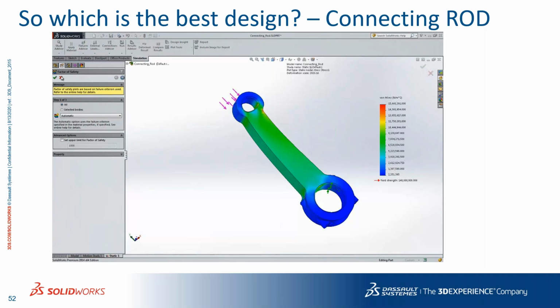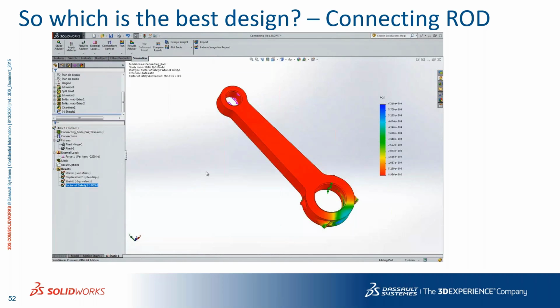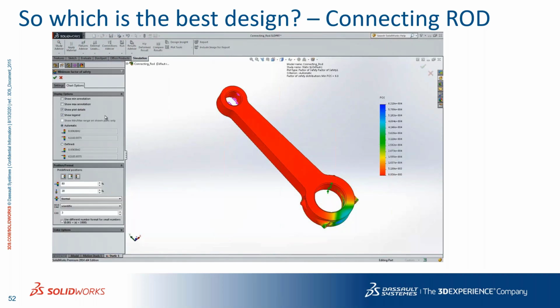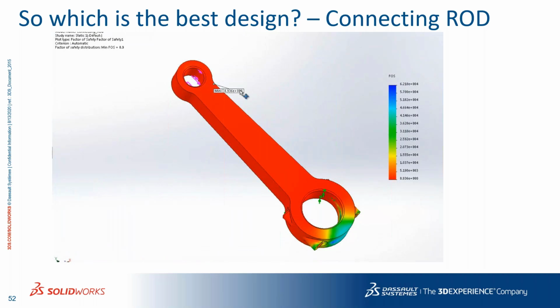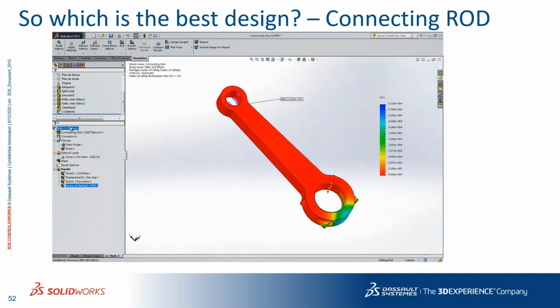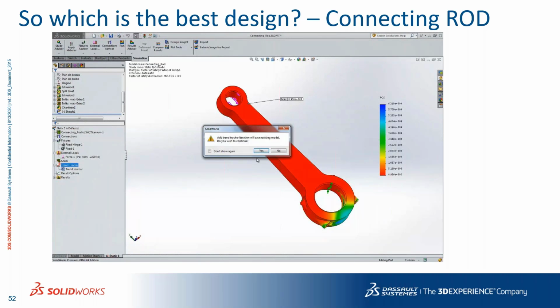I can see my factor of safety plot here, where the factor of safety, the FOS, is minimum. I want to see the minimum value, and that is coming around 8.936. So this is the minimum factor of safety, which shows that I can reduce some of the mass. For that I will take help of the trend tracker. I'll just add a trend tracker and set this as a baseline.